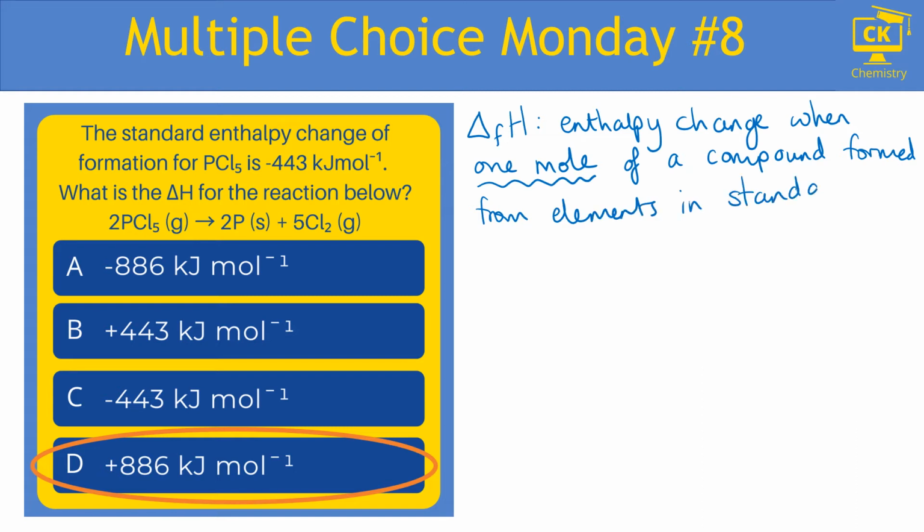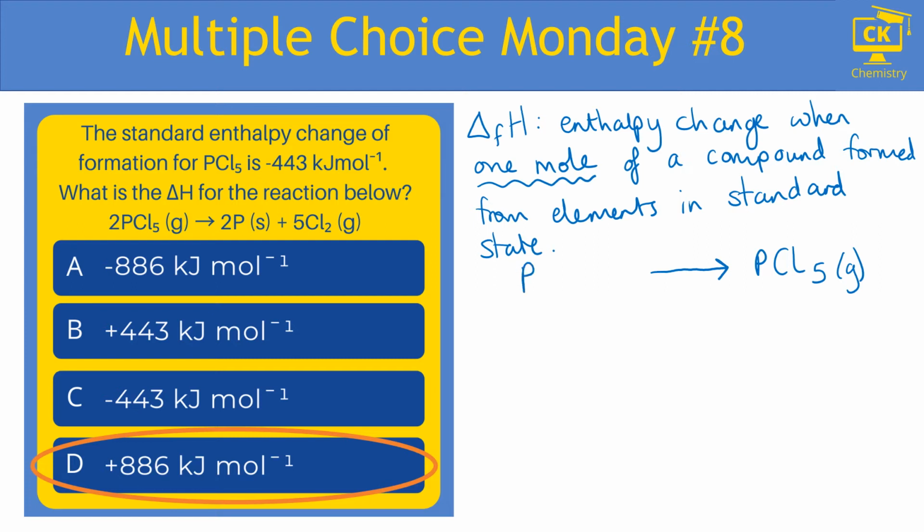So what does that mean for this question? We can write an equation for the delta H formation of PCl5. When you're writing a delta H formation equation, I recommend that you put the compound on the right hand side, and we know it's a gas because we're told that in the question, and then you put the elements on the left hand side.